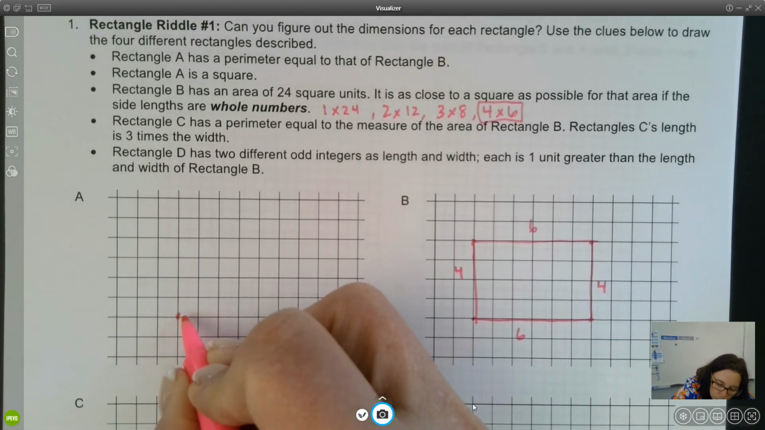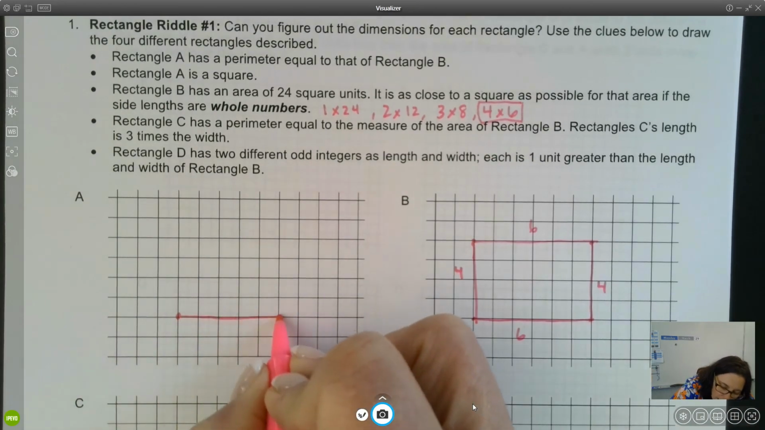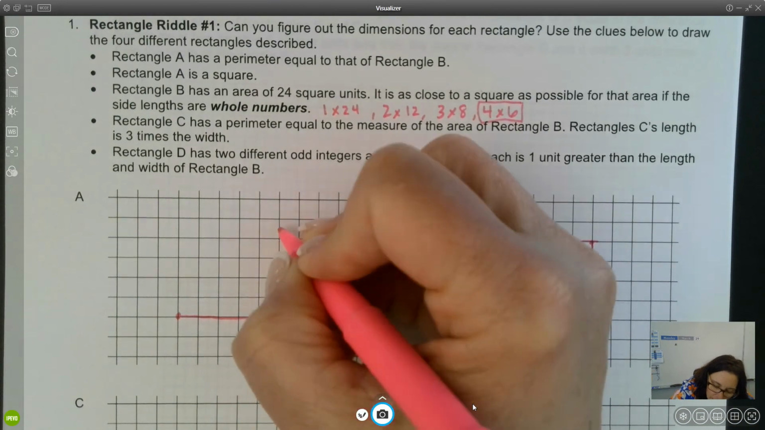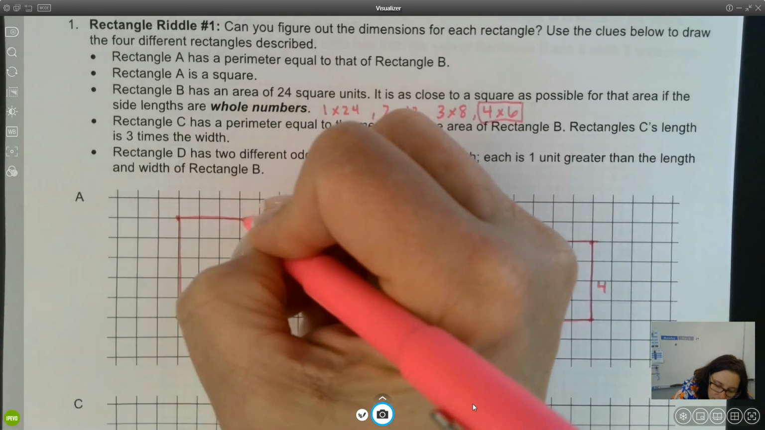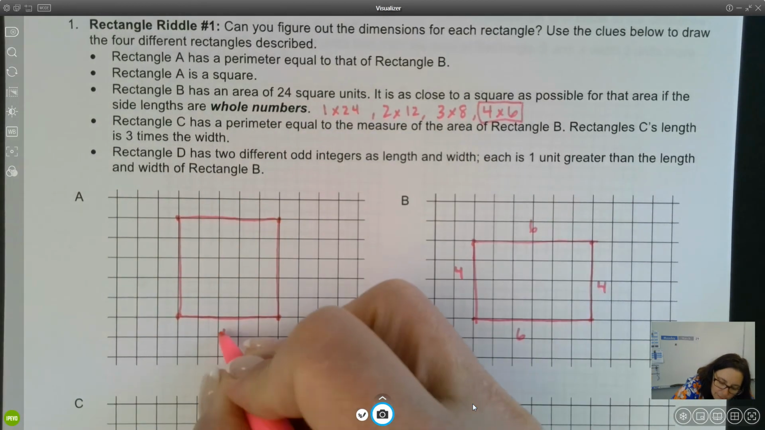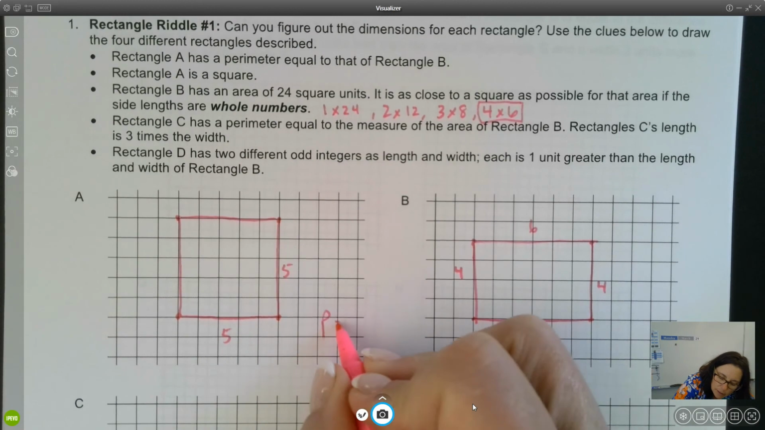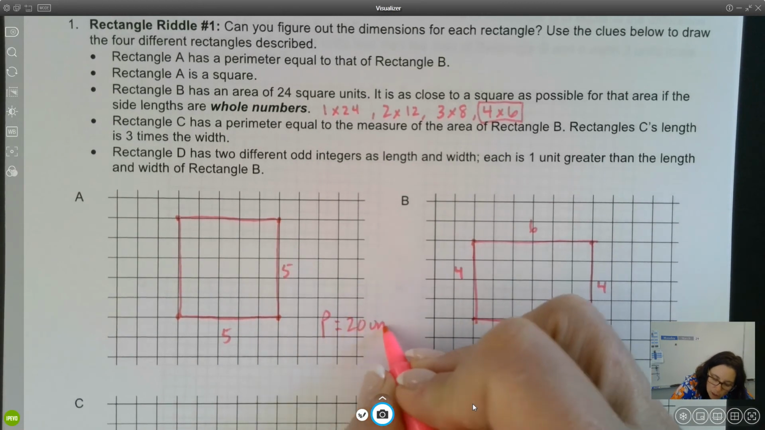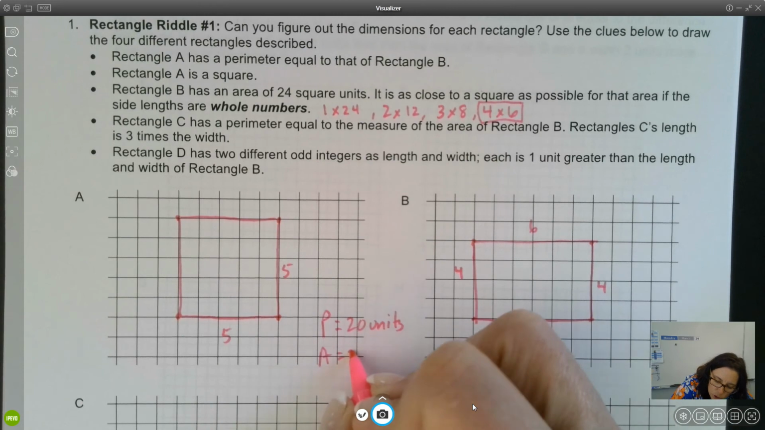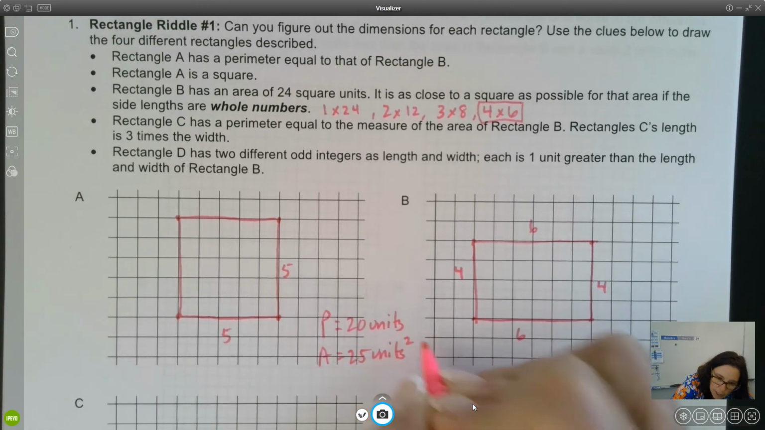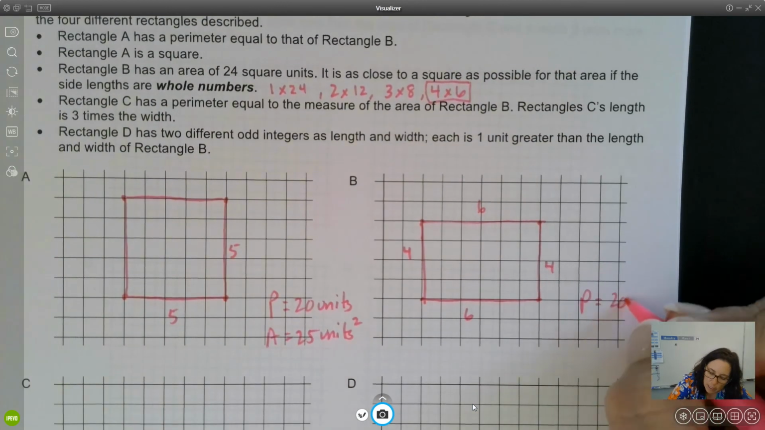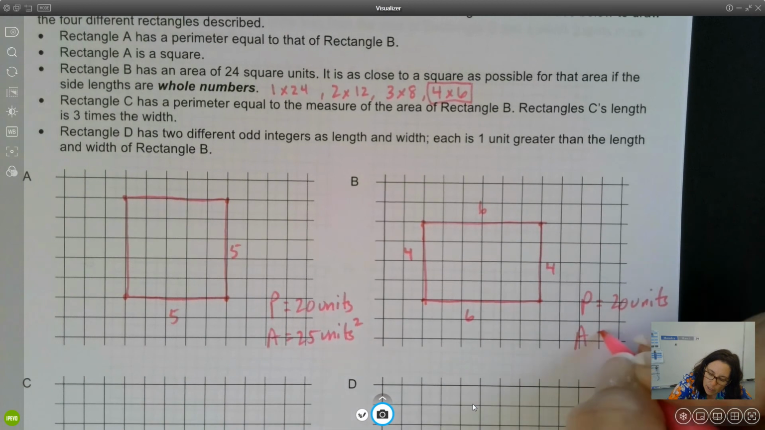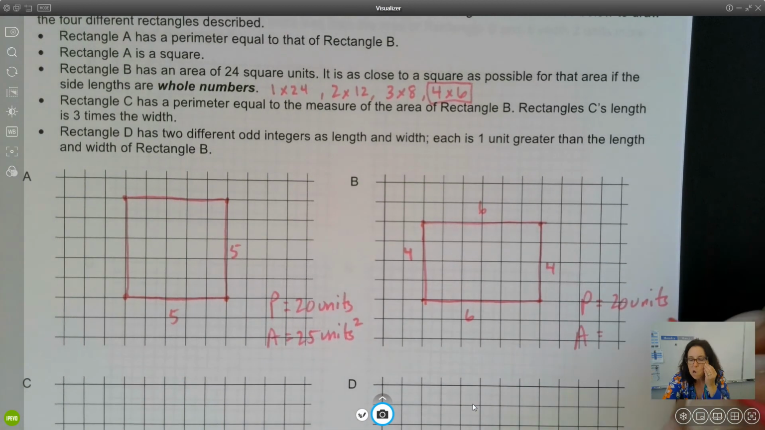So 1, 2, 3, 4, 5. 5 units, 5 units. So the perimeter is 20 units. The area is 25 units squared. Let's do the same thing over here. Perimeter is 20 units. Area is 24 units squared.